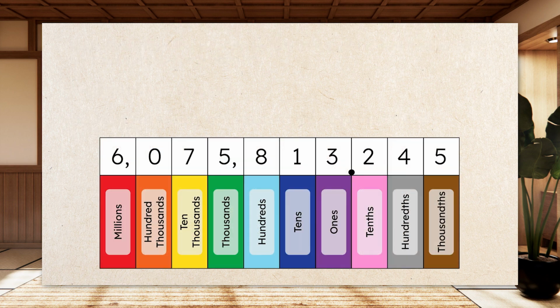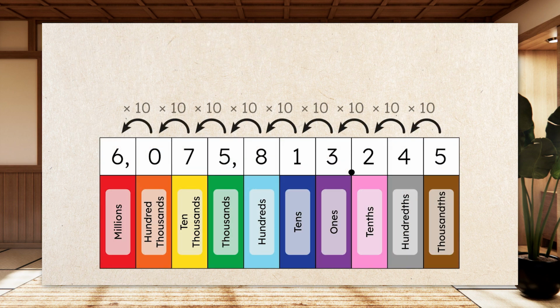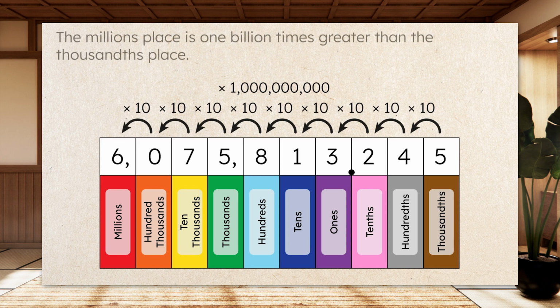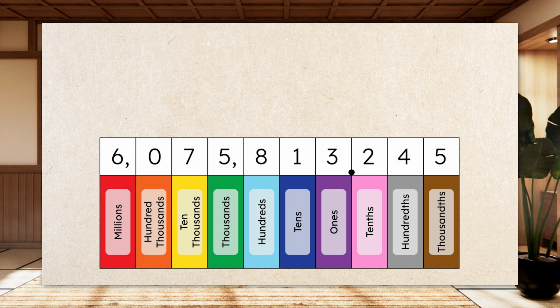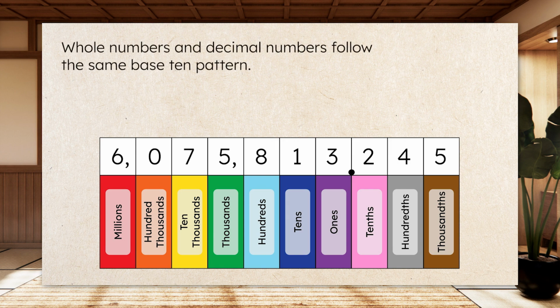There are 9 place value positions between the millions place and the thousandths place. That means we would need to multiply 10 times itself 9 times, making the millions place 1 billion times greater than the thousandths place. Whole number and decimal place values are connected because they follow the same base 10 pattern.